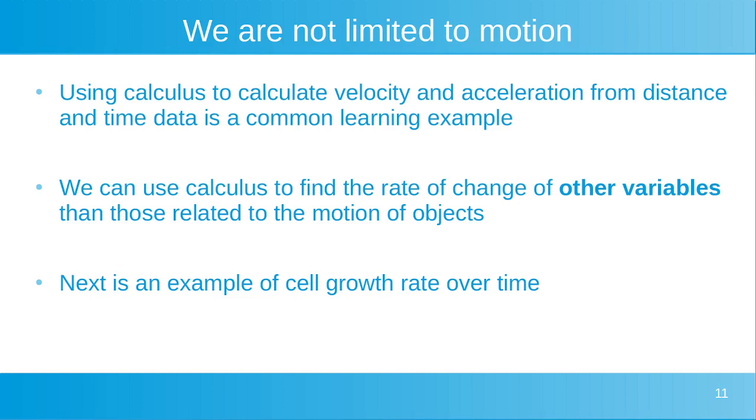So that was an example specifically involving the motion of an object. But it's important to remember that we're not limited just to examples involving motion. Using calculus to calculate velocity and acceleration from distance and time data is a common learning example, but we can do lots of other things as well. We can use calculus to find the rate of change of other variables than those related to the motion of objects. And we're going to see another example now.